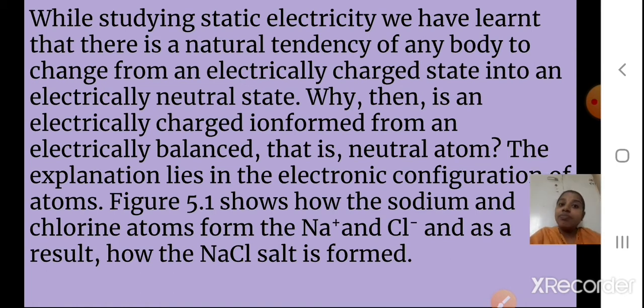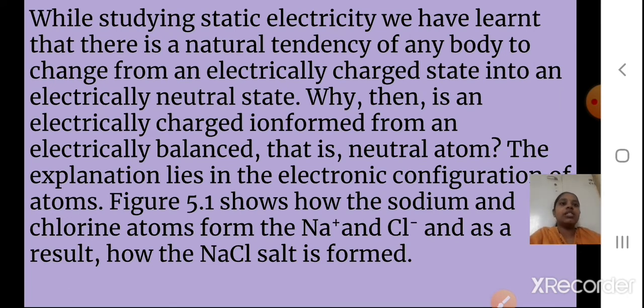Yes. The explanation lies in the electronic configuration of the atom. So we will see why this happened. Okay, why is it happening? Because of the electronic configuration of the atoms. Figure 1.5, we are going to see, shows you how sodium and chlorine atoms form the Na+ and Cl-, and as a result how the NaCl salt is formed. That we will see, students.